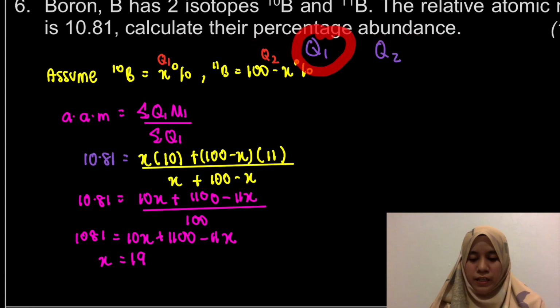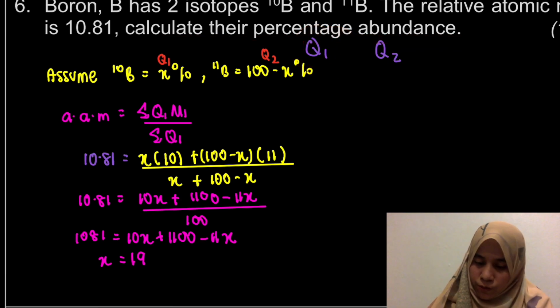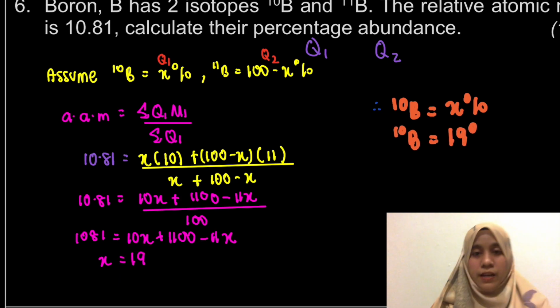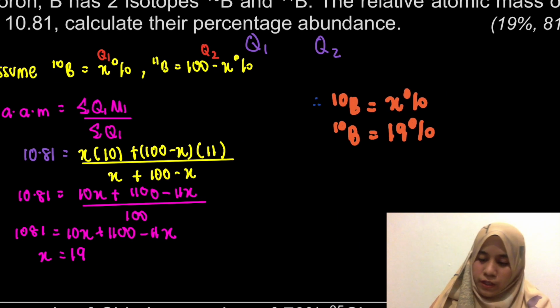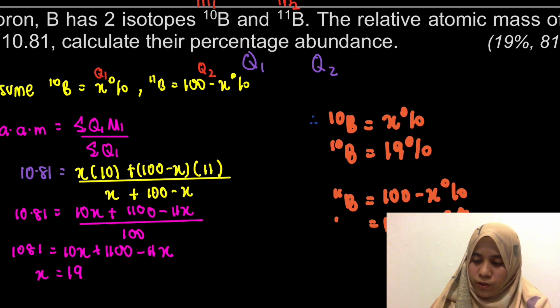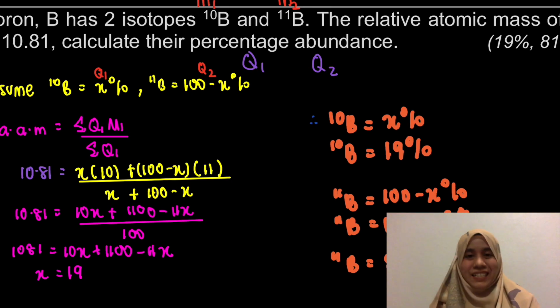Dia nak tahu Q. So tadi kita kata abundance of our Q. Okay, 10B ni abundance dia adalah X%. So we know now that X is actually 19. So 10 boron ni abundance dia adalah 19%. Okay, so itu baru 10 boron. 11 boron macam mana pula? Dia adalah 100 minus X. So 100 minus X percent. So 100 minus 19% is equal to 81%. Okay, so that is the calculation.